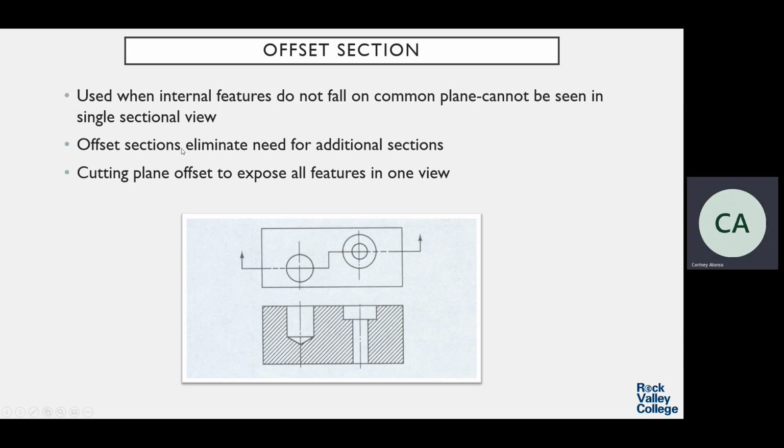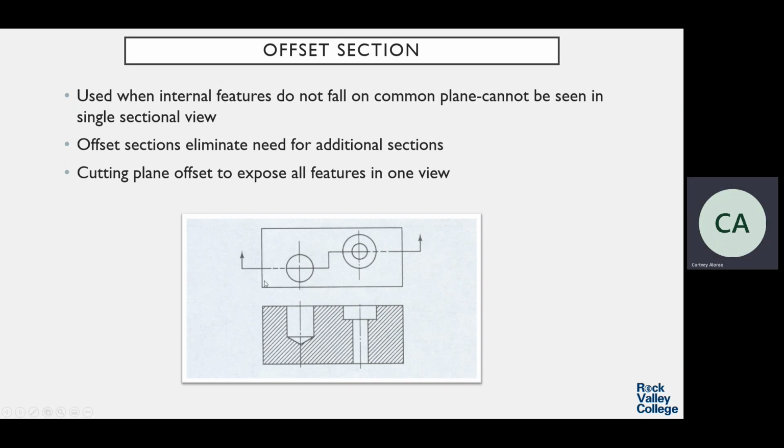So the offset sections eliminate the need for additional sections. Rather than me drawing one section here and then maybe one section down, I can draw both just by doing an offset section. And this offset section can be even like 6 different steps. It's not limited to 2. It's just wherever I want to cut to show you what's in the part.